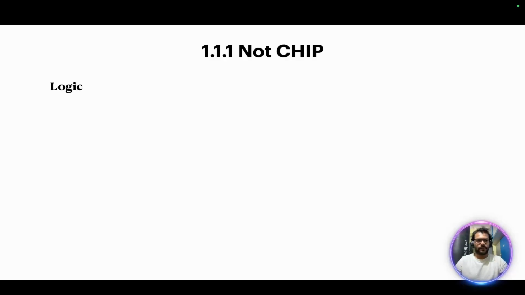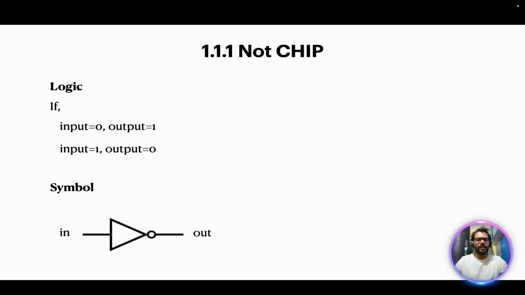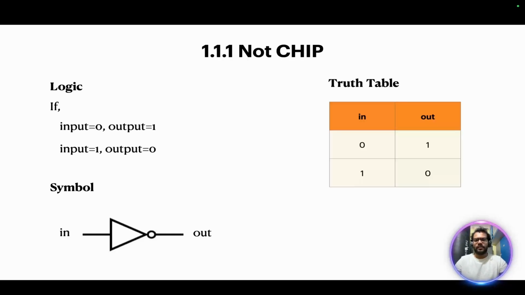What is the logic? When the input is 0, output is 1. And when the input is 1, output is 0. The symbol used is a triangle with a circle, and you have the input and the output. Let's look at the truth table. You have the input 0 and output is 1, and when input is 1, the output is 0. And the notation used is output is input dash. The NOT chip basically negates your input. Whatever input you pass, it will simply flip the switch and give you the opposite of it, or the complement.